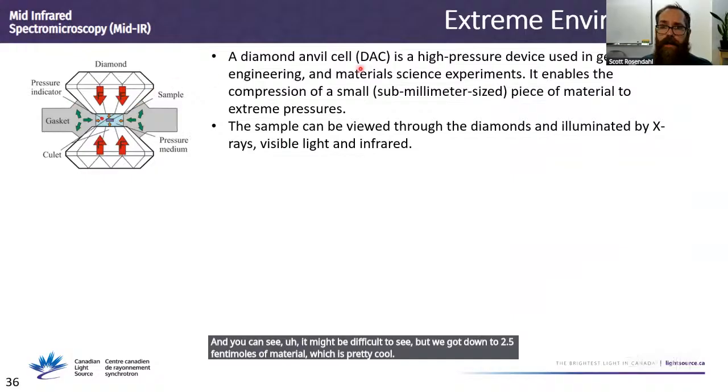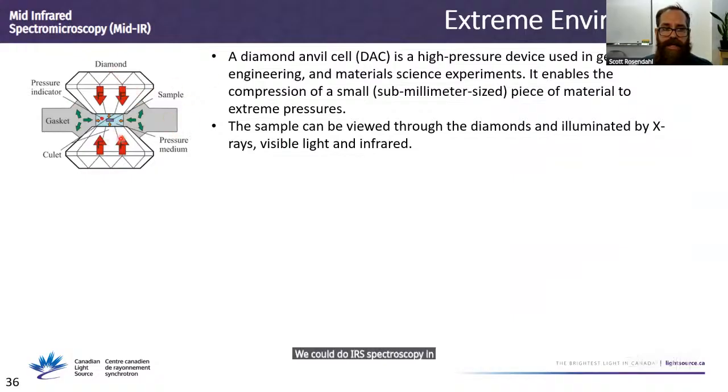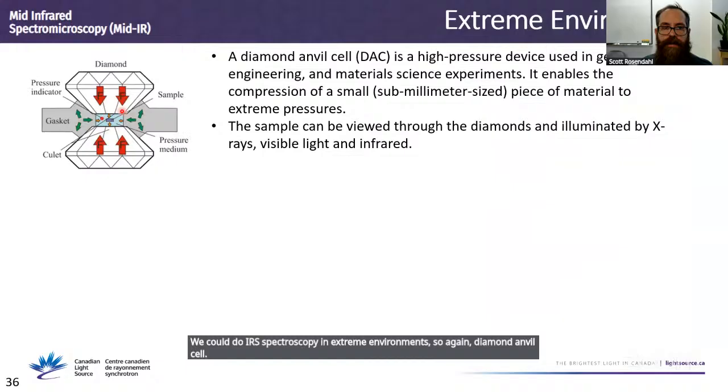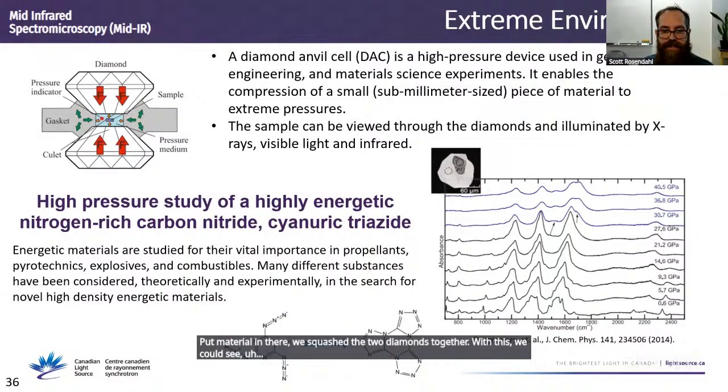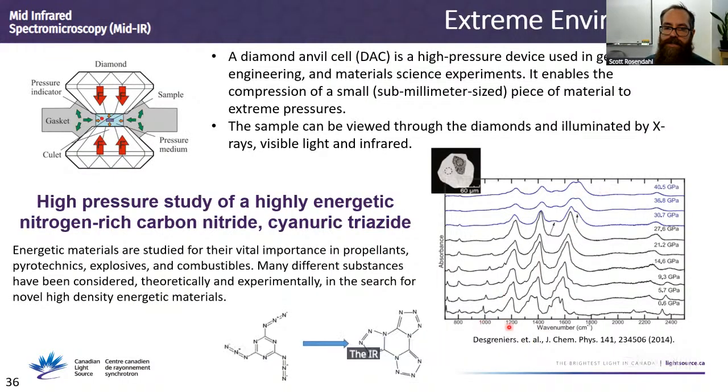We could do IR spectroscopy in extreme environments. So again, diamond anvil cell, put material in there. We squash the two diamonds together. With this, we could see phase changes as well as molecular kind of changes as a result of the molecules being pushed further and further together. And this shows up in the IR spectra here, which is very cool to see.